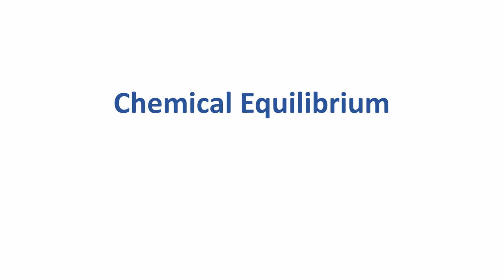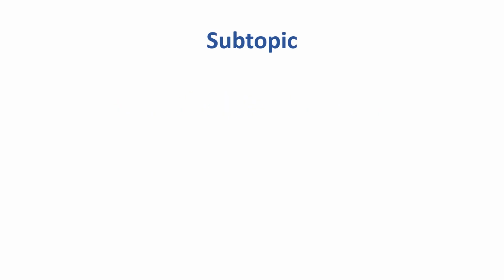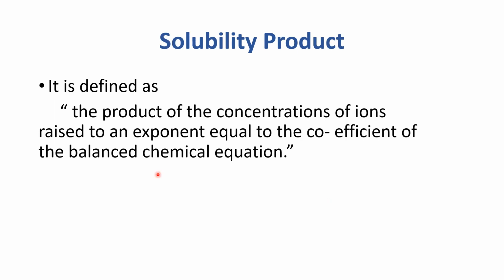The topic we are going to discuss is chemical equilibrium, and the subtopic is solubility product. Solubility product is defined as the product of the concentration of ions raised to an exponent equal to the coefficient of the balanced chemical equation.